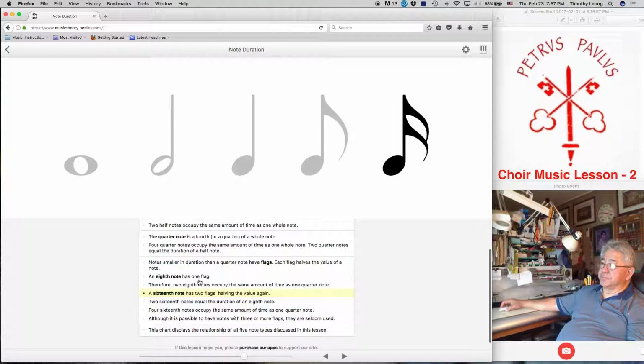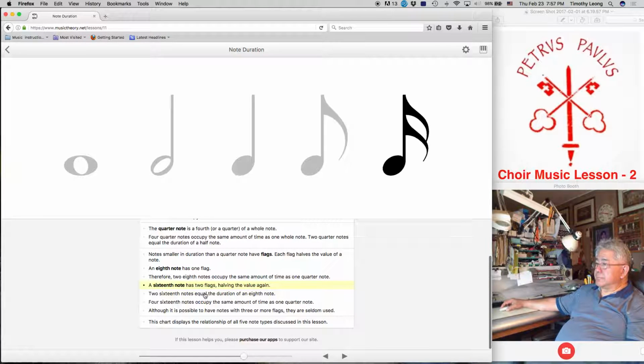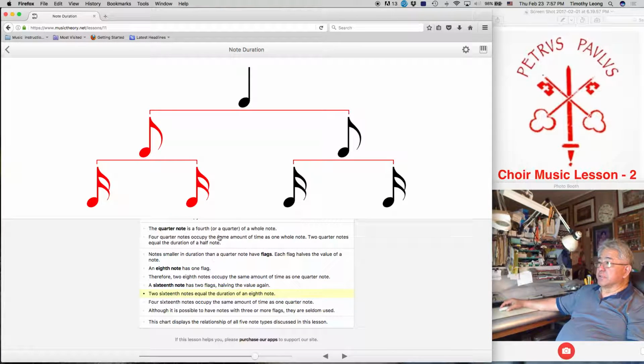16th note is half of the eighth note. You know that already. And 2 16th notes equal an eighth note. 4 16th notes equal a quarter note. Okay, so we know that.